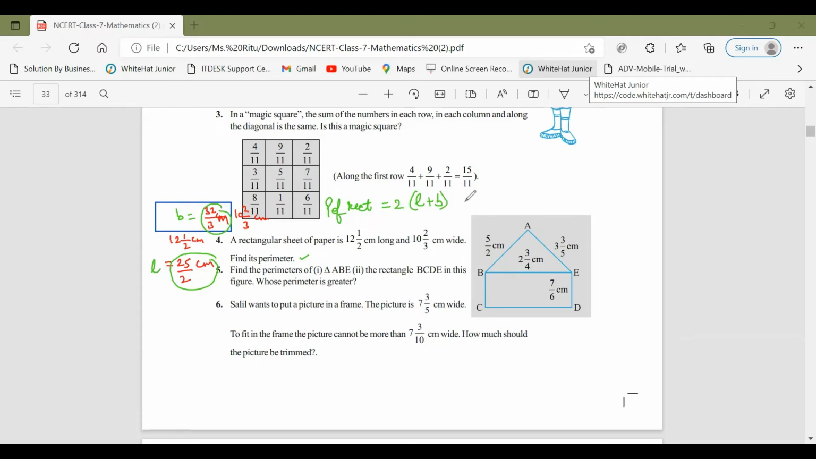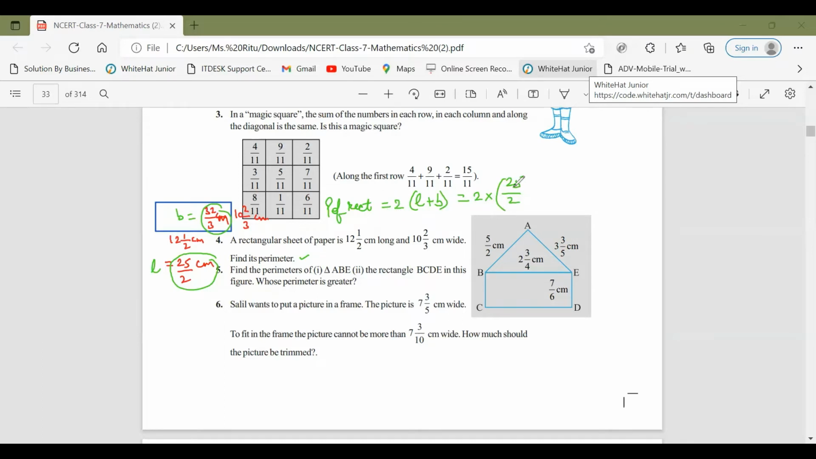So now we'll just put the values over here. 2 multiplied by L is 25/2. First you will show like this, the steps how you're going to write is, length of rectangular sheet of paper equals to this, equals to this. Then breadth of rectangular sheet of paper equals to this, equals to this. So that means you have to convert mixed fraction into improper fraction. And then perimeter of rectangular sheet of paper equals to this formula, twice of L plus B.